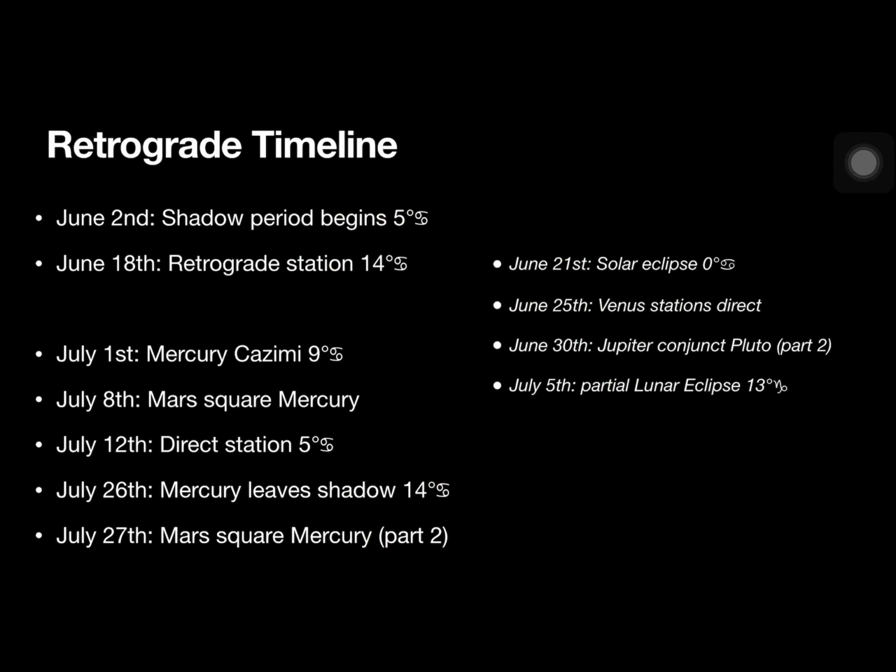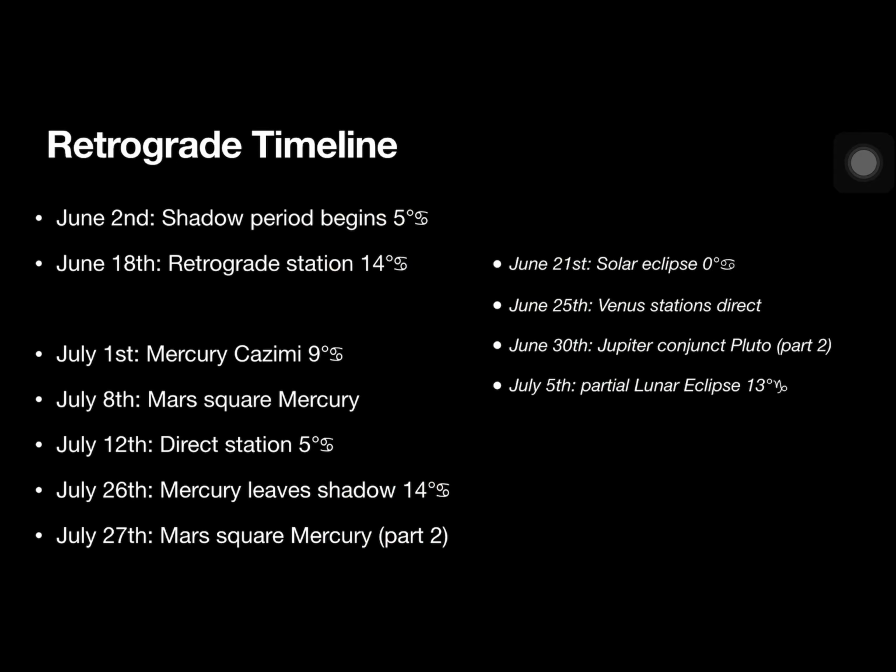However, the next day, because Mercury has gone back and allowed Mars to overtake it, on July 27th, Mercury catches back up to Mars. So we have another Mars square Mercury. Again, that will probably be quite unpleasant. And in some sense, the entire retrograde is defined by Mercury's relationship to Mars.